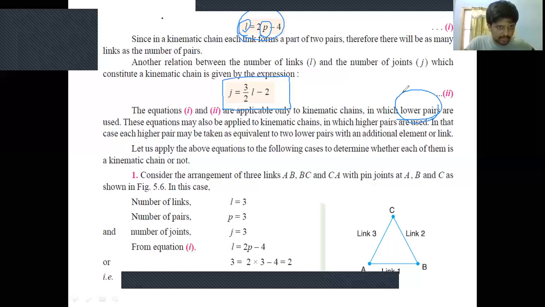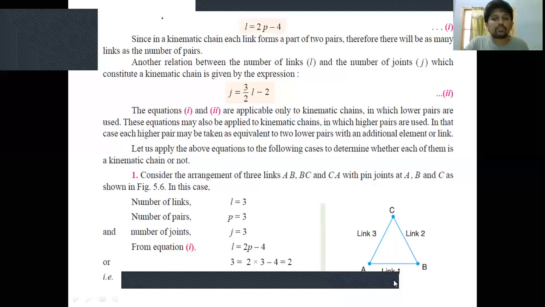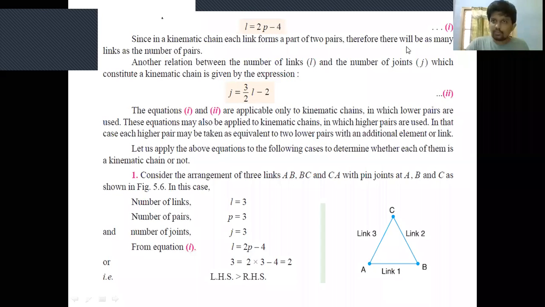We are not using higher pairs. If you want to use higher pairs, you need to remember one higher pair is equivalent to two lower pairs. We don't use them. If you are using higher pairs, you should remember one higher pair is equivalent to two lower pairs, right? We'll see a small example.